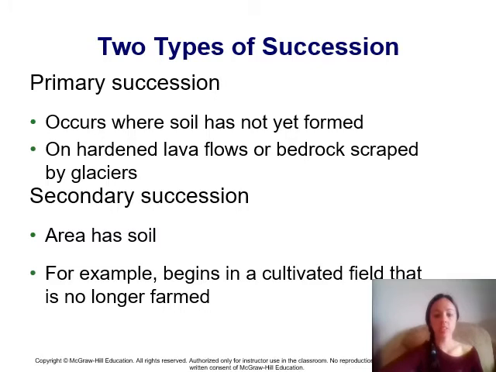There are two models of ecological succession, primary succession and secondary succession. Primary succession occurs on land where there is no soil, like hardened lava rocks and bedrock scraped by glaciers. And then secondary succession begins on land that already has soil, like an old farmer's field.